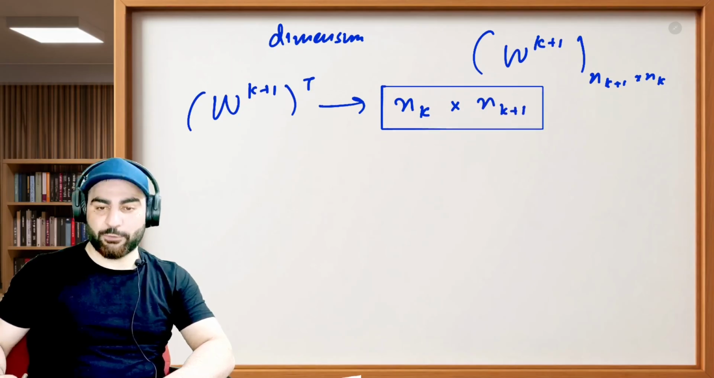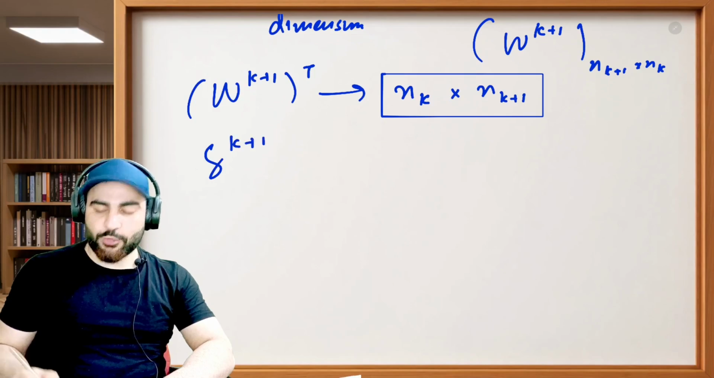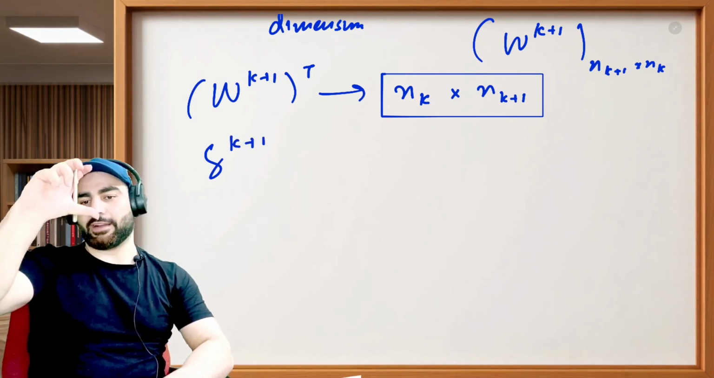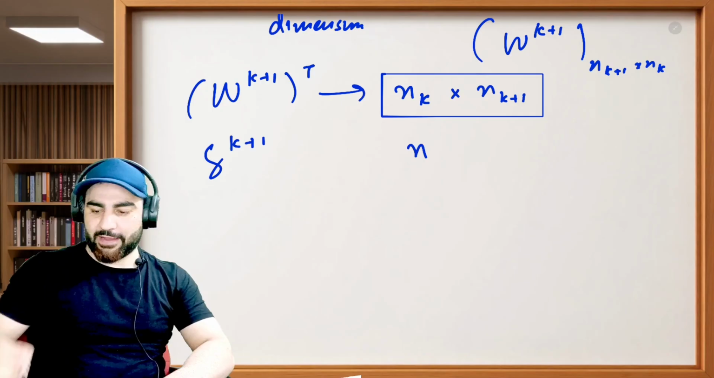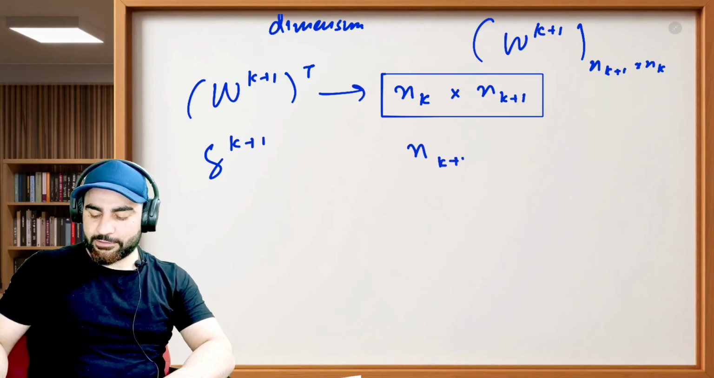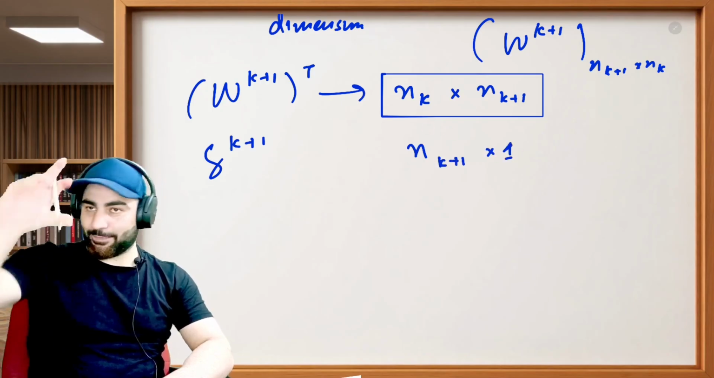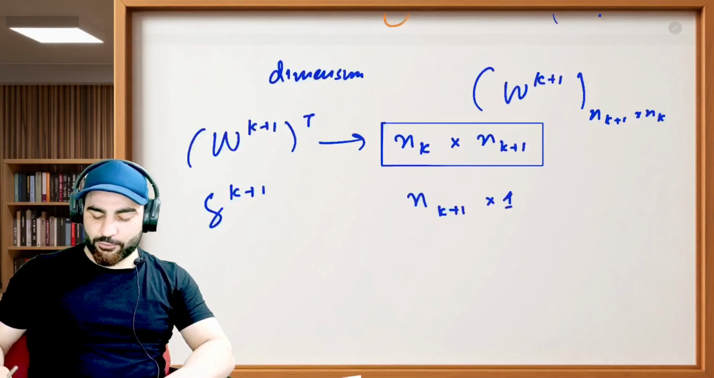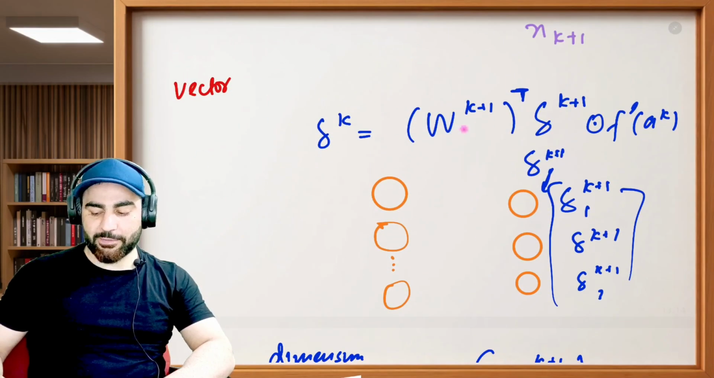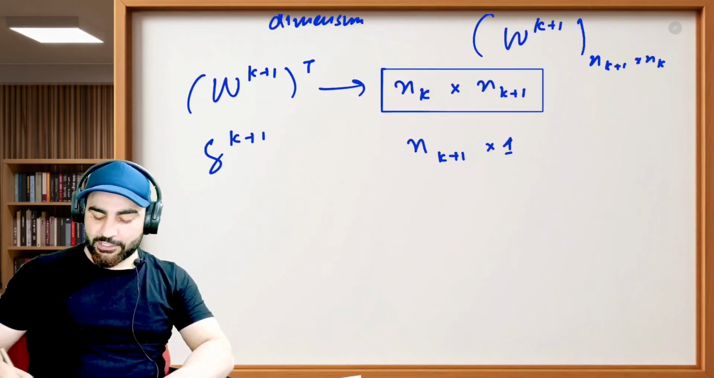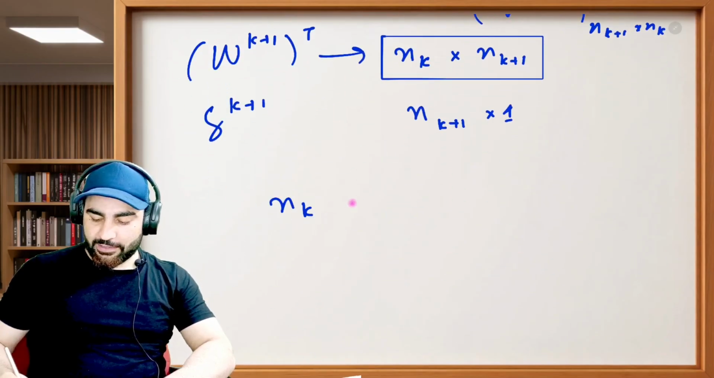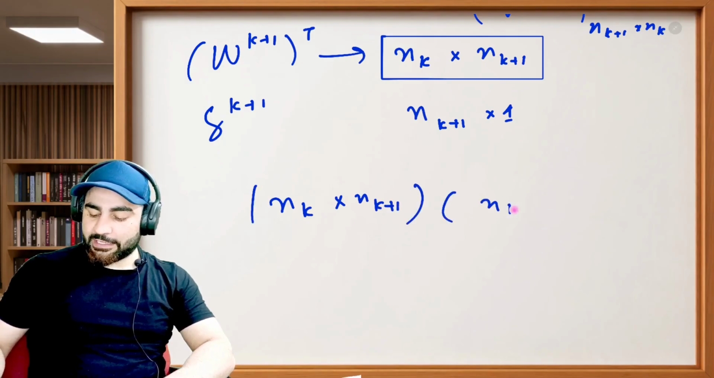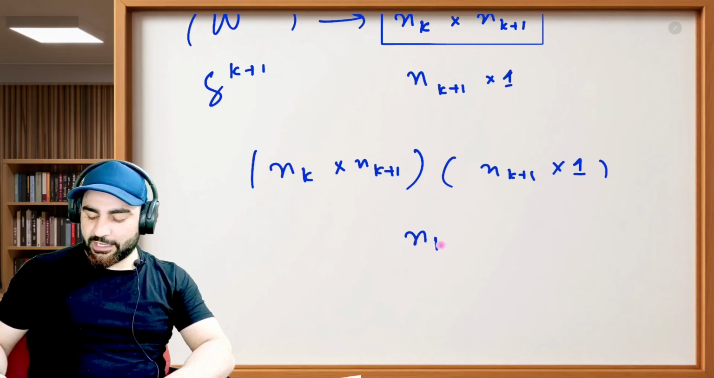Now the second thing, this delta k plus 1. What will this be? This is simple, it will be a vector. So it will have dimension n k plus 1 cross 1, the number of neurons at the k plus 1th layer cross 1. Then if we multiply these two things together, what will we get? You will get n k cross n k plus 1 multiplied by n k plus 1 cross 1, and you know that this will be equal to n k cross 1.